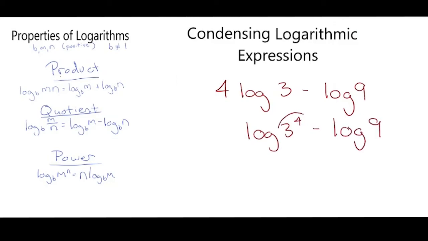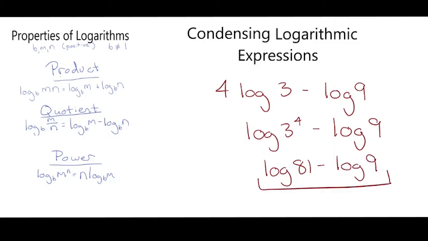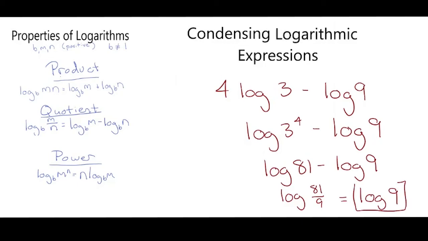Well, I know that I can simplify 3 to the 4th power, which is 3 times 3 times 3 times 3. So that'll be 81. So this is log 81 minus log 9. Well, this here is modeled in the quotient property right here. So that means I can turn this into a division problem. So this becomes log 81 over 9. Well, I know 81 divided by 9, that's 9. So this will be log 9. And that's the final answer.